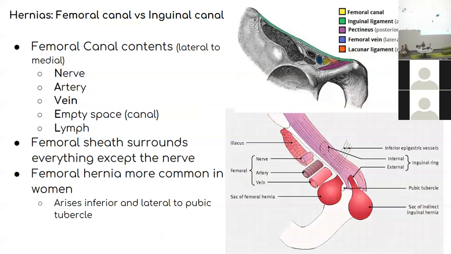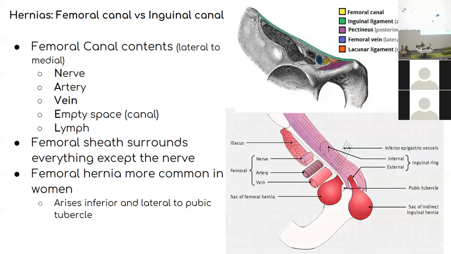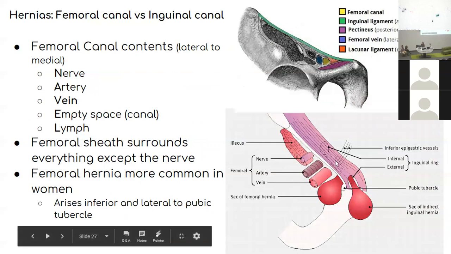In contrast to the femoral hernias, which are more common in females, you've got this femoral canal. You can use NAVEL to help you remember the order of the structures. Moving lateral to medial, we'll have the nerve, the artery, the vein, the empty space, which is the canal that you'll have the hernia protruding through, and then some lymph tissue. Comparing this to our inguinal hernias, the femoral will be more inferior and lateral to the inguinal ligament and the tubercle here as well.